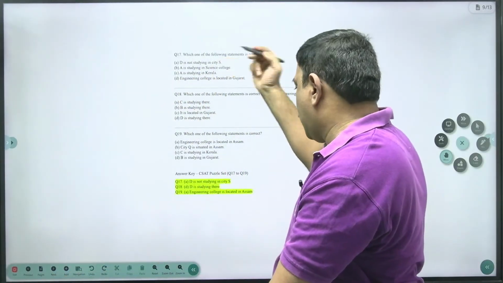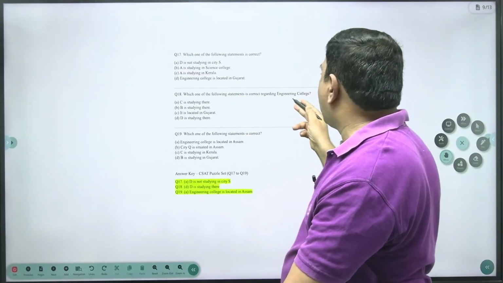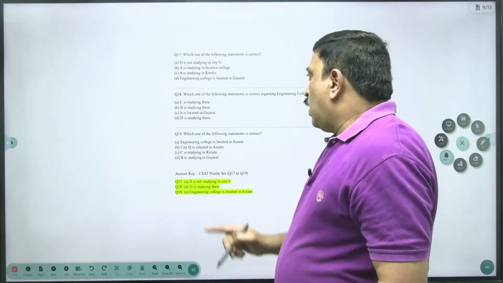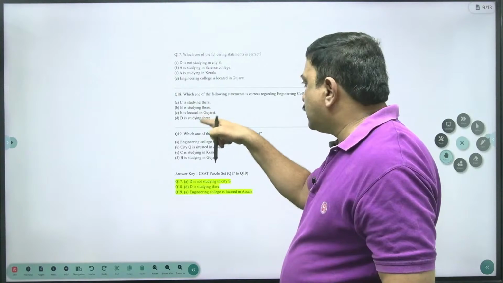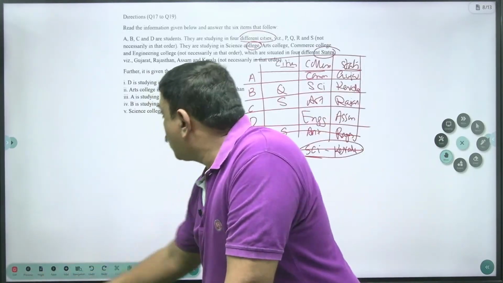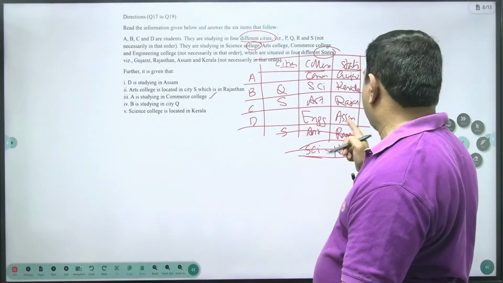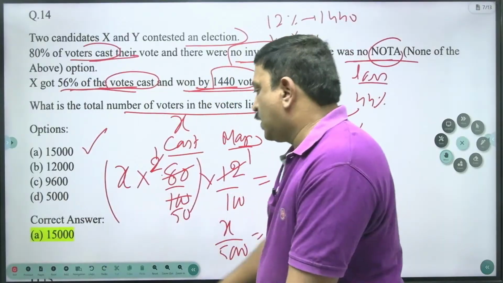His answer is A. And 18, the same thing. Which of the following statements is correct regarding engineering college? You see this one, 18. Engineering college, who is studying? No doubt D is studying there. That's all. So the last option is correct.